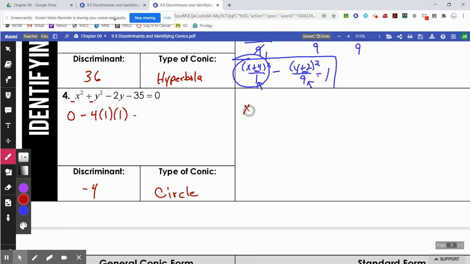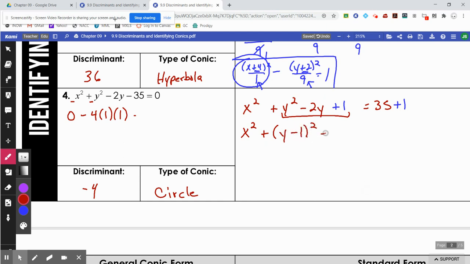Do the same thing. Let's group our x stuff. All you have is x squared. Group your y stuff. You have y squared minus 2y. Move the constant to the other side. Let's complete our square. Half it, square it. You're going to add 1 to both sides. This does not factor. It's done. This second set right here, let's factor it.